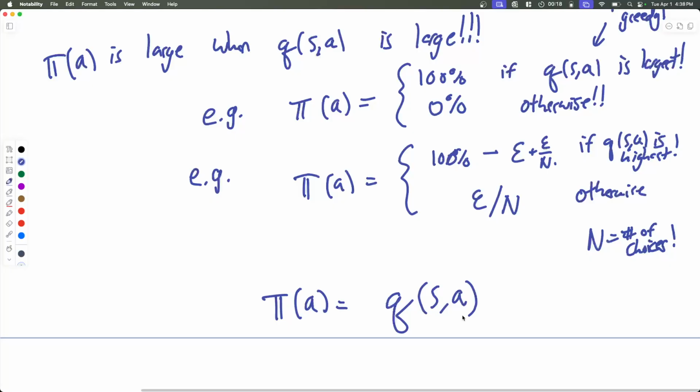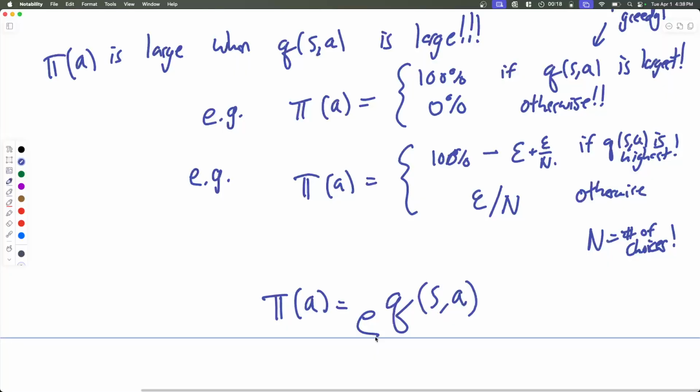What's wrong with this equation? Just make the probability equal to Q. Yeah, they don't even sum to 1. Q might be negative everywhere, not even positive. They don't sum to 1. So we got to fix two things. Let's make them all positive. If I do e to the Q, then now it's positive. That's pretty good. How do I make it sum to 1?